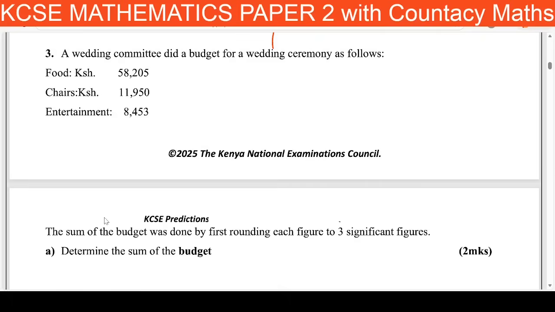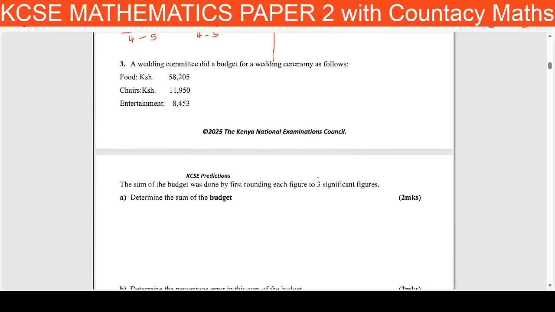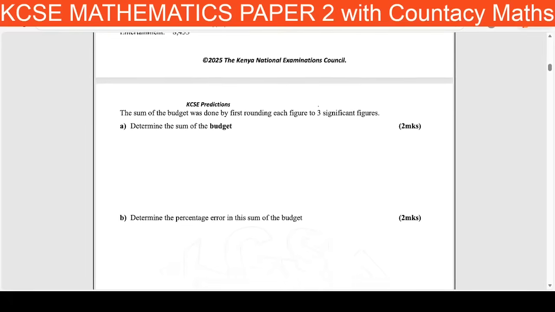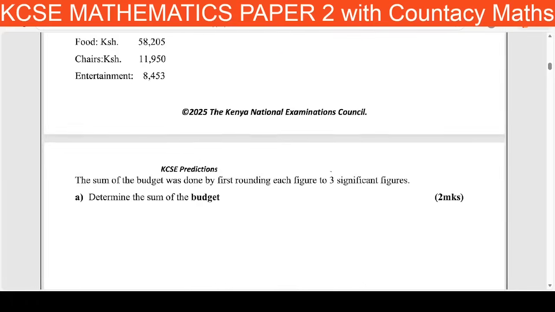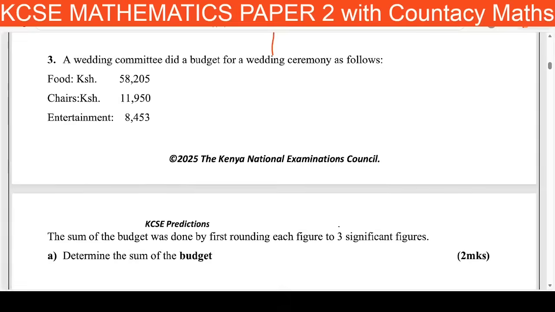Our interest is in the question and what the question wants us to do so that we can handle that. So we are told that the sum of the budget was done by first rounding each figure to 3 significant figures, determining the sum of the budget. That is part A. I believe that there will also be part B, but we'll get to that. Or can we first check that? Yeah, let's check to cure your curiosity. Determine the percentage error. Wow, this is such an interesting question because it will help us to check on a number of things which are likely to be examinable.